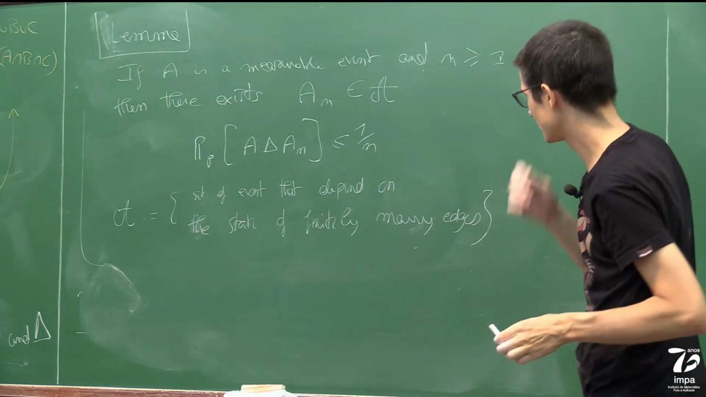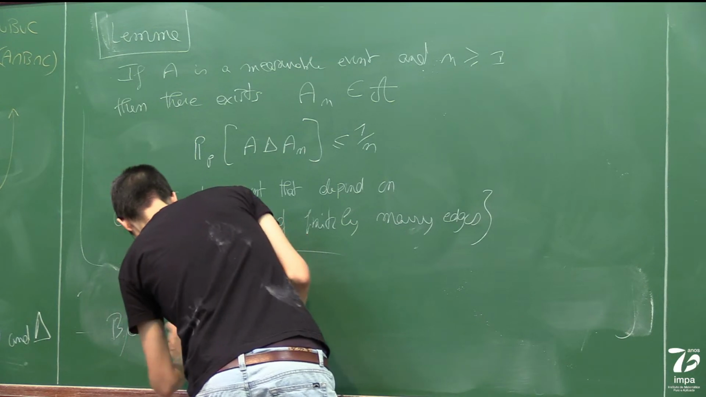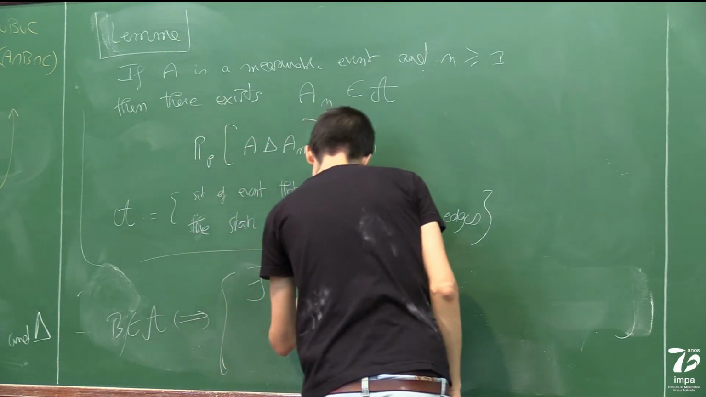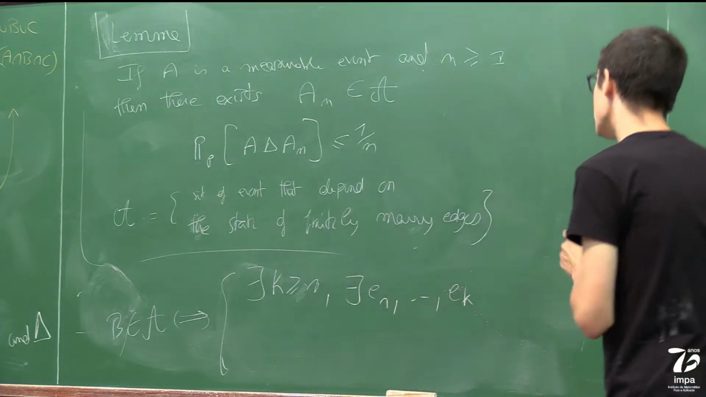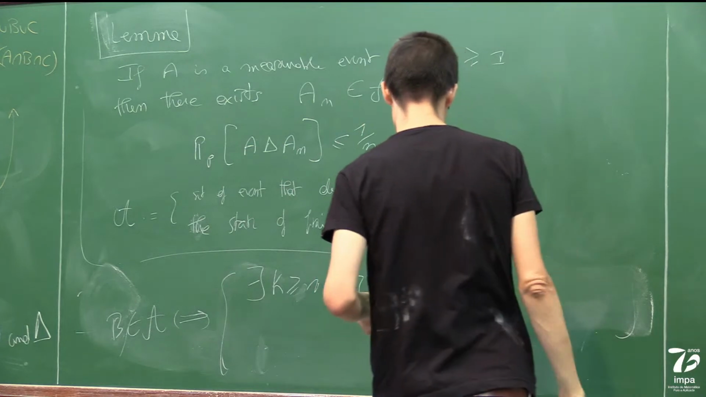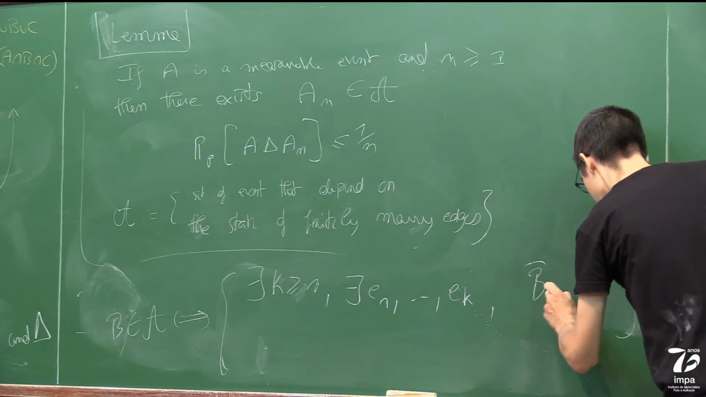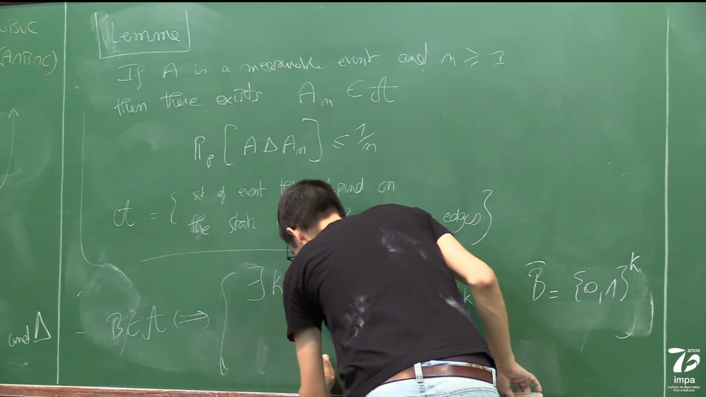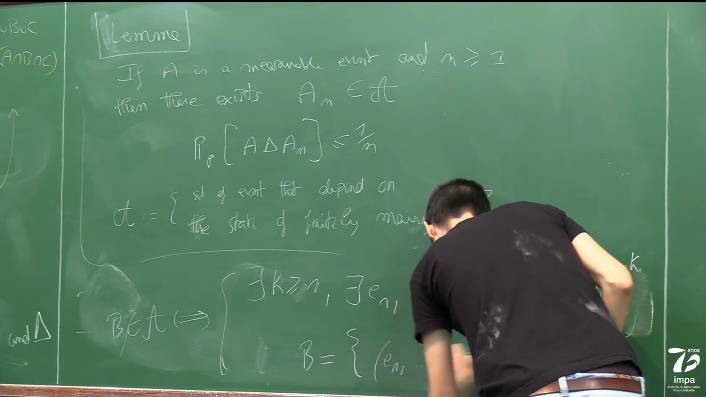Okay, so what this means is that B belongs to A. This is equivalent to there exists K larger than 1, there exists E1, ..., EK, and there exists B bar in {0,1}^K, such that B is equal to the event that (E1, ..., EK) belongs to B bar.